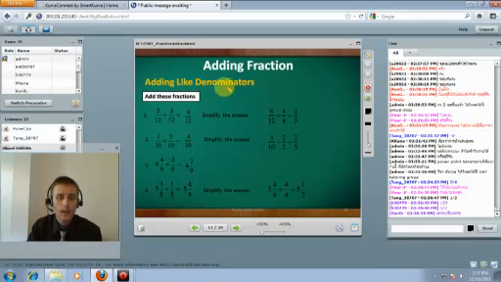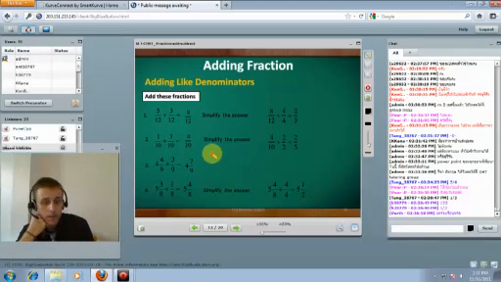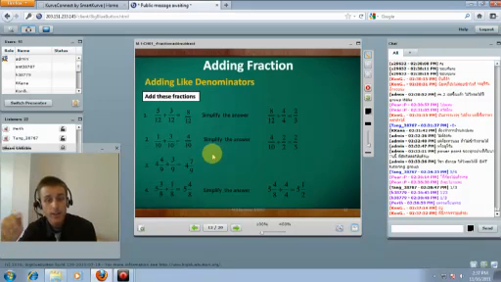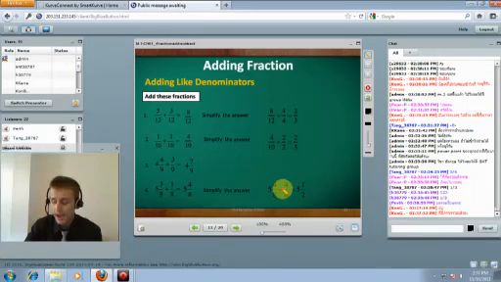Now, we're still adding with like denominators. We have 5 over 12 plus 3 over 12 equals 8 over 12. We're keeping the denominator the same. If they are like fractions and they have the same denominator, then we do not change the denominator. We keep it the same and we only add the numerator. So 5 over 12 plus 3 over 12, we carry the 12 over and we add the numerators. That equals 8 over 12.